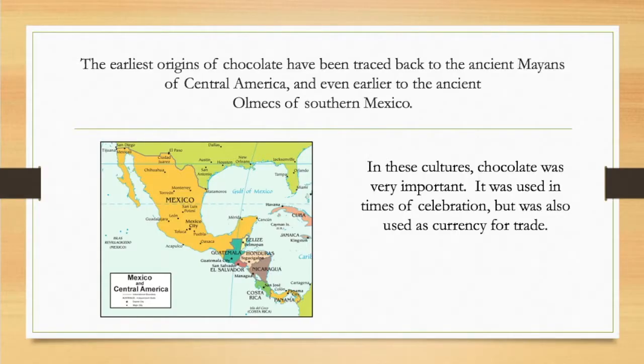The earliest origins of chocolate have been traced back to the ancient Mayans of Central America and even earlier to the ancient Olmecs of southern Mexico. In these cultures, chocolate was very important. It was used in times of celebration, but it was also used as a currency for trade. The map on this slide shows the various countries. It shows Mexico, and it shows the various countries in America Central, or Central America.